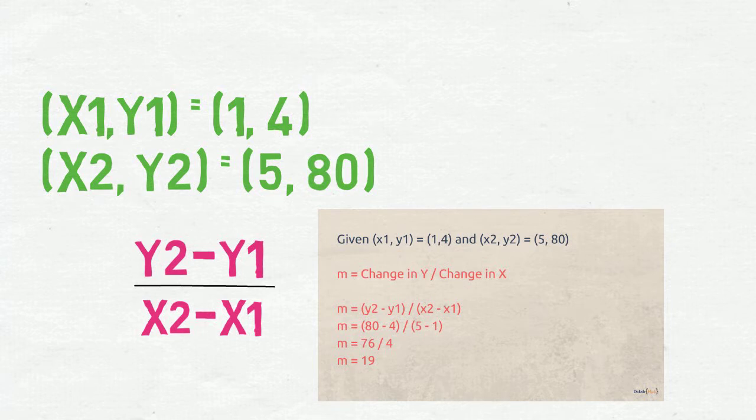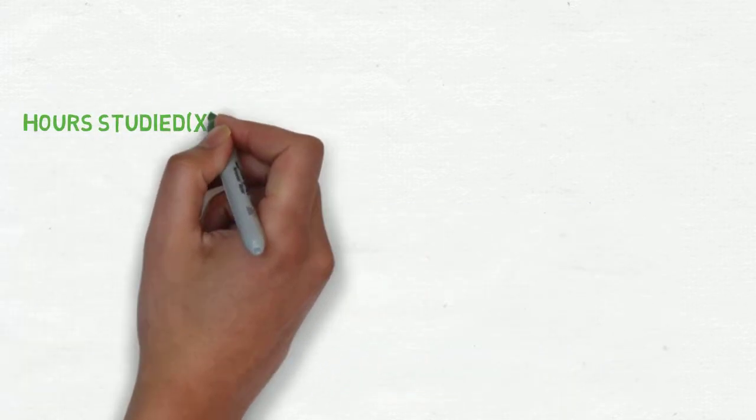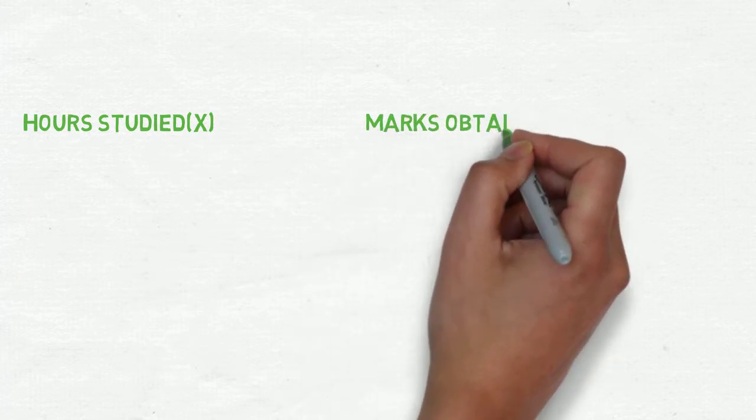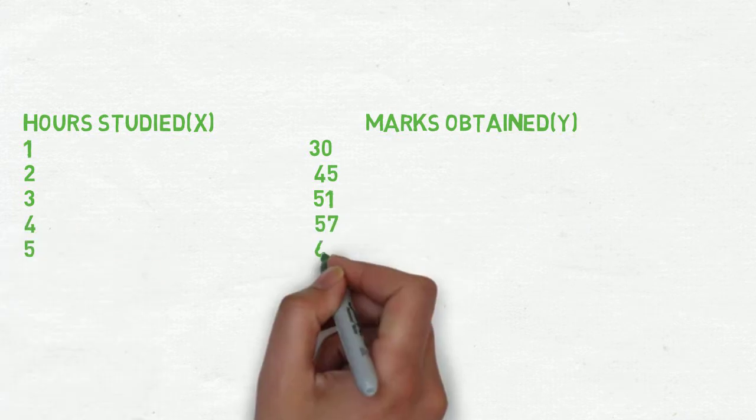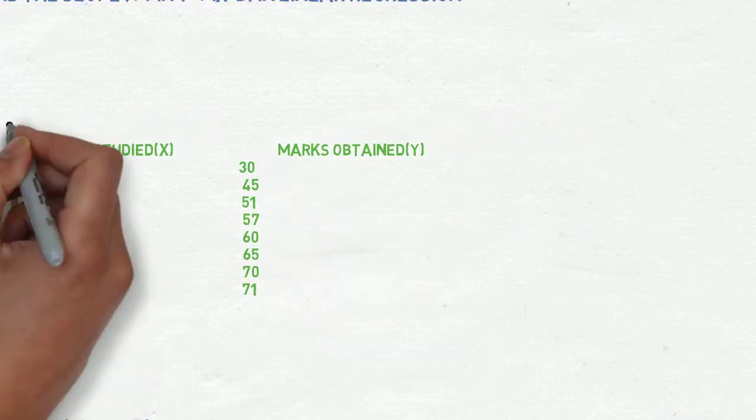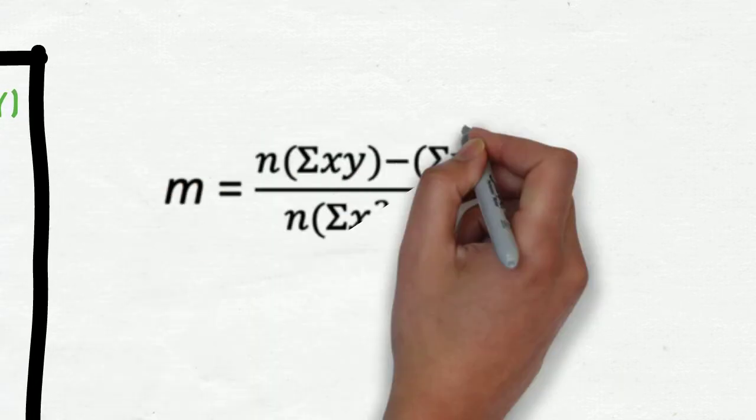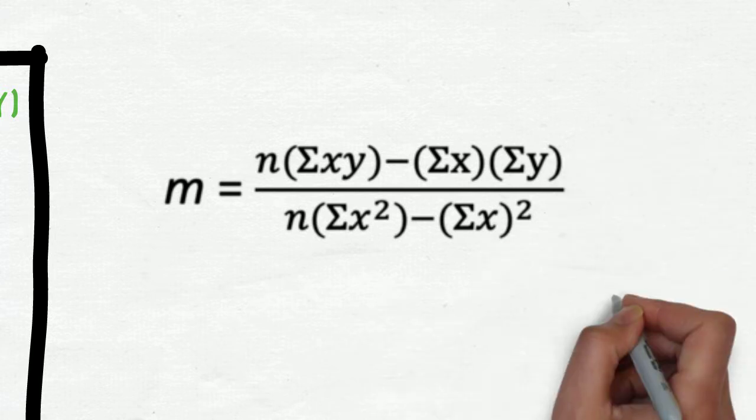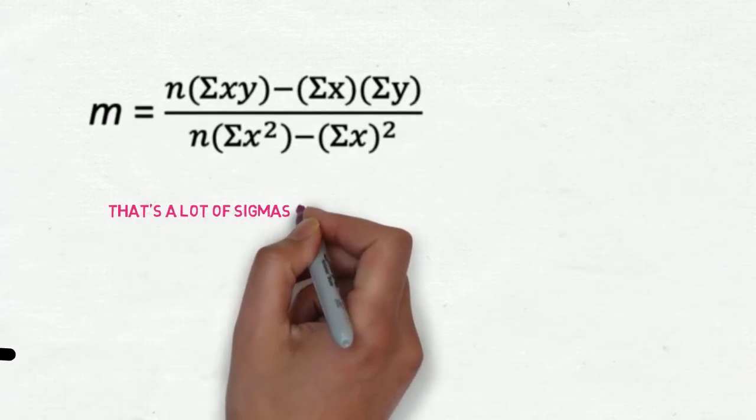Let's take another example. Hours studied, x, and marks obtained, y. In this example, there are many points. To calculate the slope for this example, we use a formula as n into summation of xy minus summation x into summation y, divided by n into summation of x square minus summation of x the whole square.